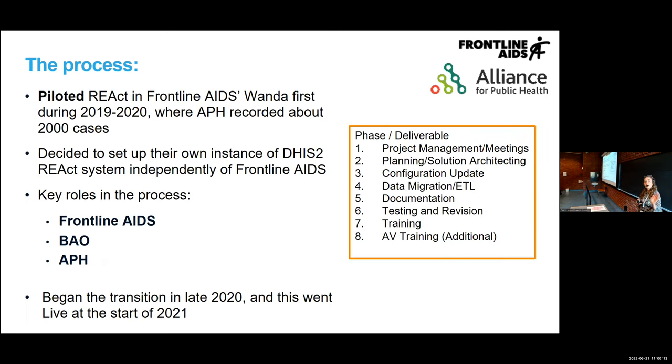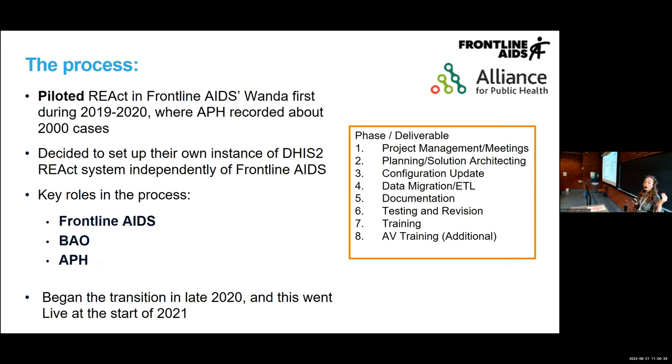A quick slide about the process of it. APH piloted React in our instance of Wonder for 1 year, and they recorded about 2,000 cases, which may not sound like a lot, but it was a really good feat and achievement. So based on the success, they decided to set up their own instance of DHIS2 independently of us.